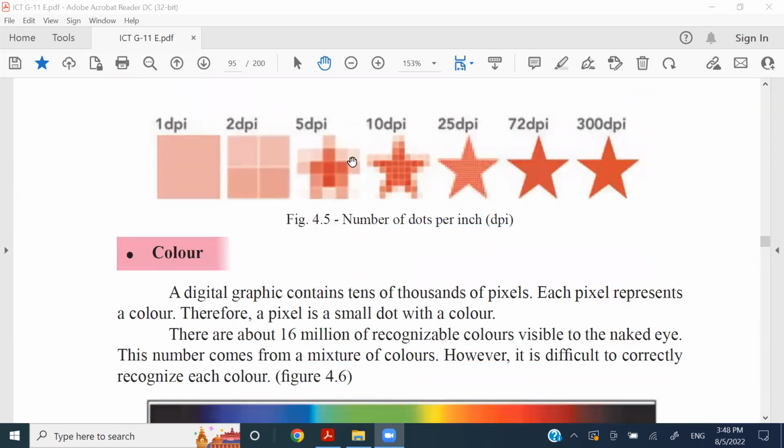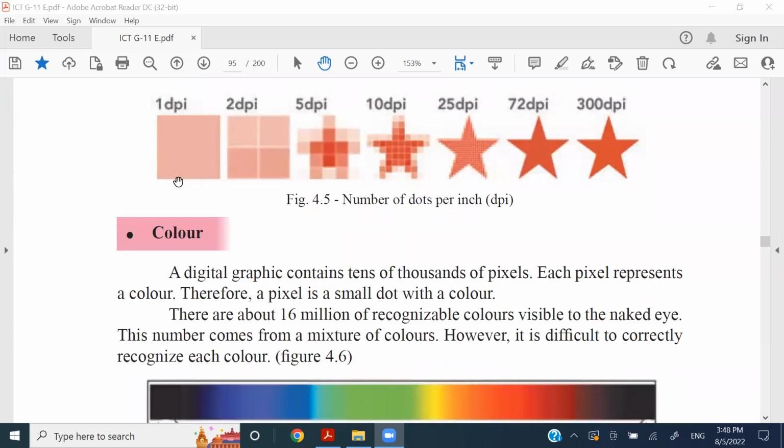Right, as they illustrated over here, this is one DPI, one dot per inch. This particular square has 1 inch height and 1 inch width, so you can find only one dot inside it, right? This is two DPI, two dots per inch, that means two dots vertically, two dots horizontally. This is horizontally, this is vertically, right? This is five dots per inch. You can see four, five dots are there, right?